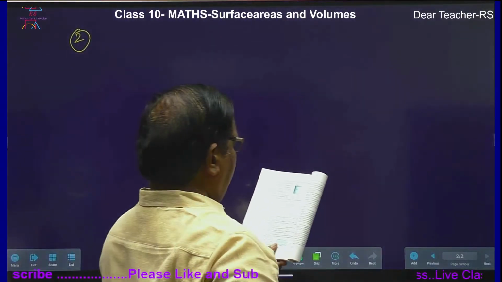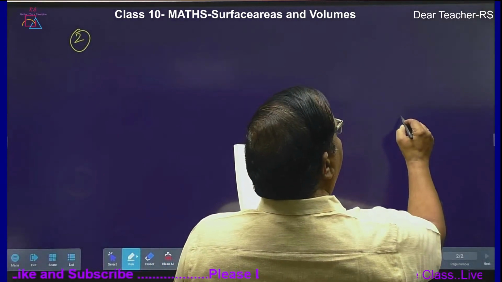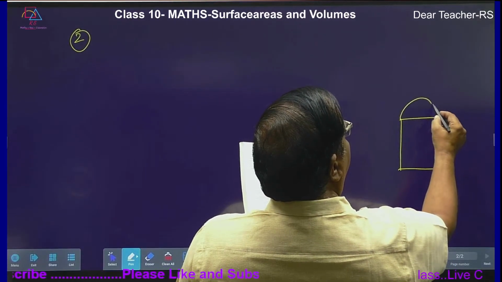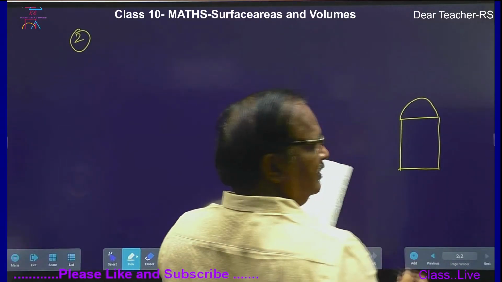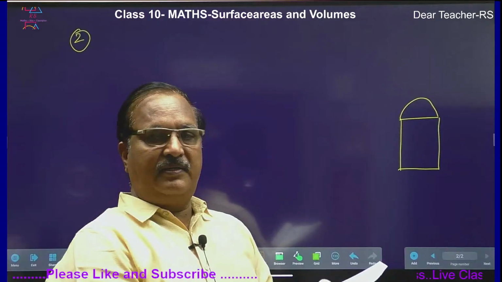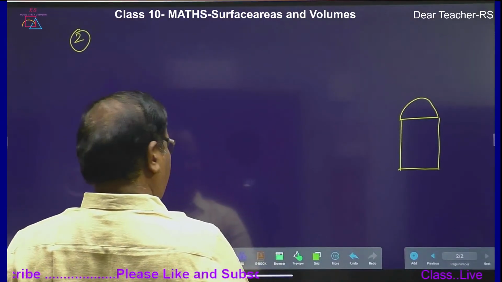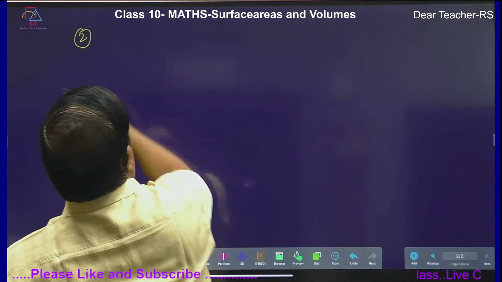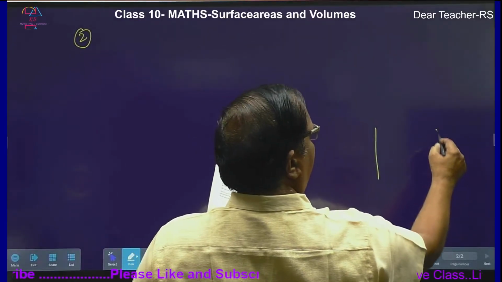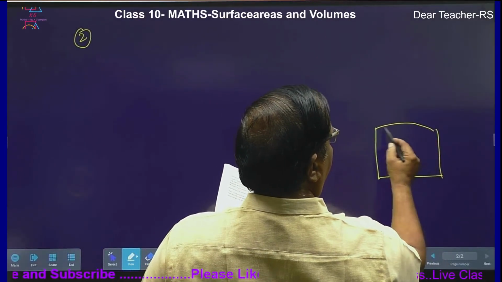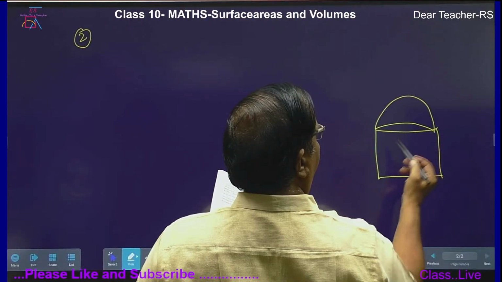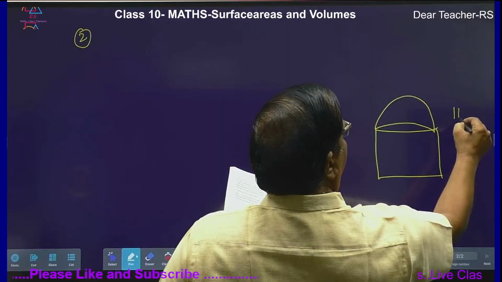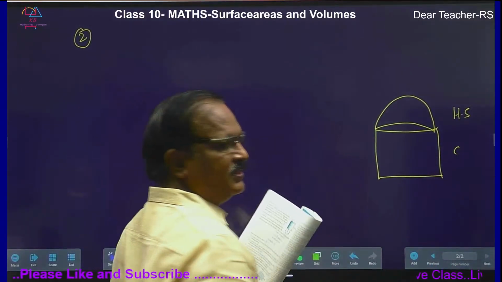Second question, a hollow cylinder. This is a hollow cylinder and a hemisphere is there. A hemisphere is done. Okay, I will draw a little bigger. Question number 2. This is the hollow cylinder, and on this side a hemisphere is there. So this is the hemisphere, I will write HS, and this is the cylinder, I will write just C.